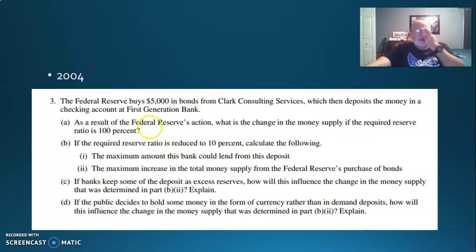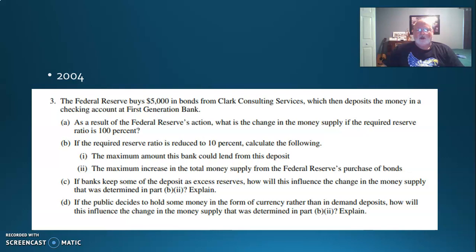Now, let's go down to C. If the banks keep some of the deposits as excess reserves, in other words, the banks don't loan all their money out, how will this influence the change in the money supply that was determined in Part B-II? Well, obviously, if the bank doesn't loan it all out, then it doesn't all multiply. So the answer is the money supply would be less than 50,000. Explain that. I don't really know how to do this, but I'll take a shot at it. If the banks don't loan all the money out, then all the money won't multiply, so the number will be smaller.